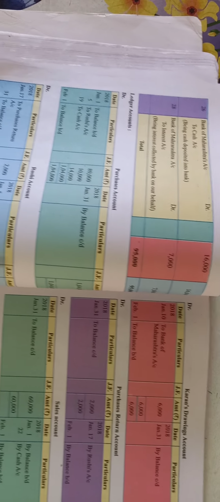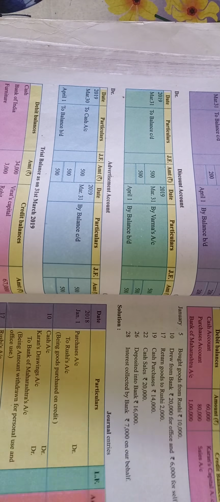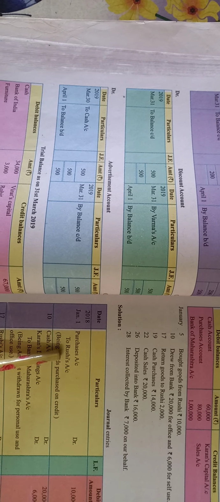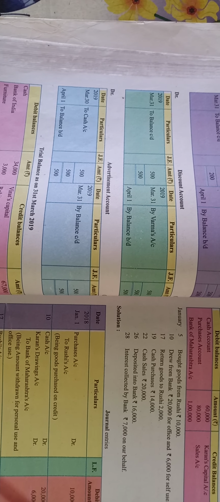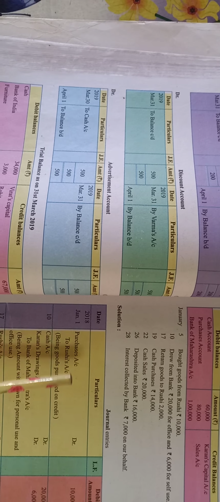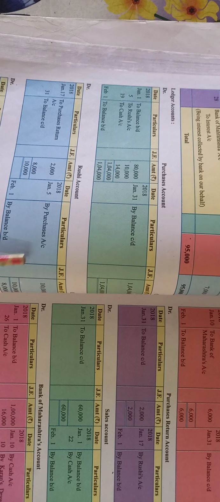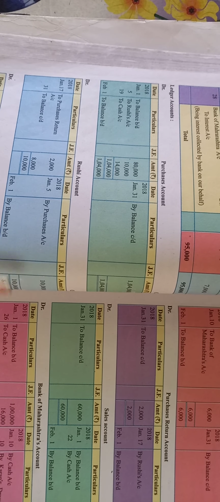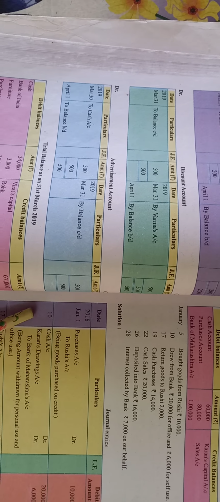After that, Rishi's account we have to prepare. Rishi's account, first journal entry, Rishi's account credit side. Okay, credit side Rishi's account is there. So opposite Rishi's account we are posting by purchase account 10,000 rupees. So first journal entry we are posting. Then we have to make a tick.